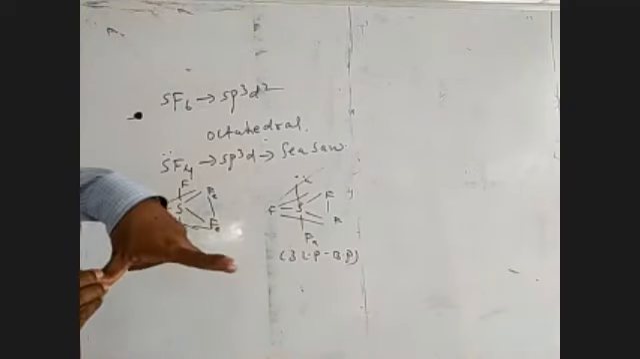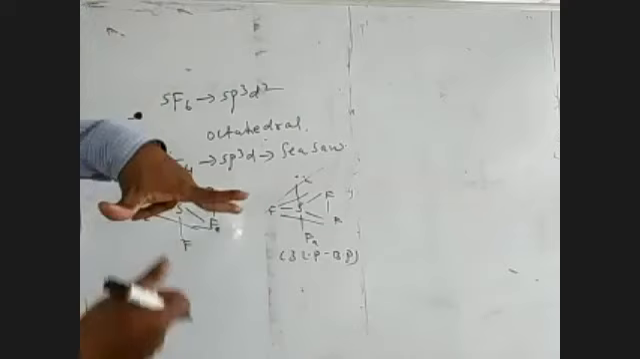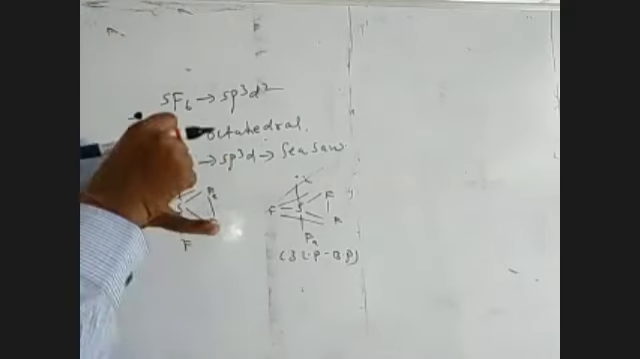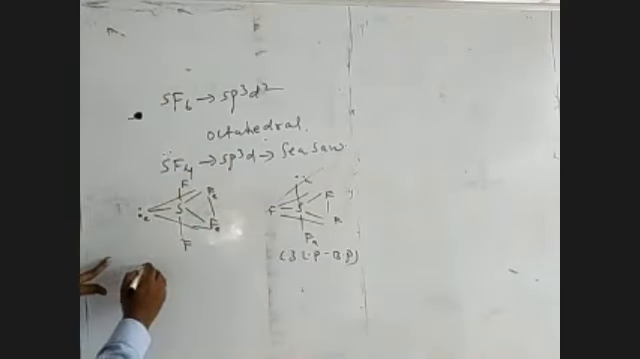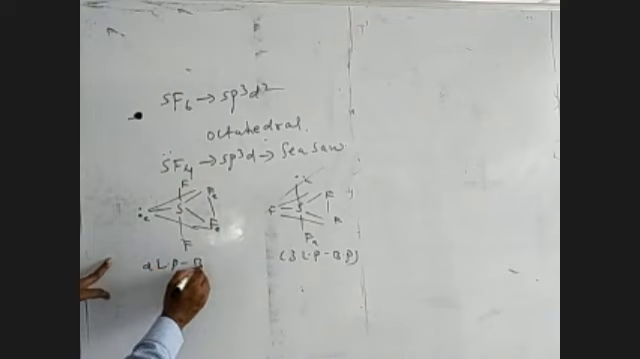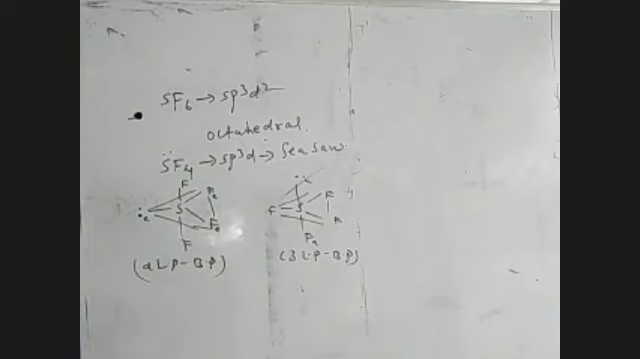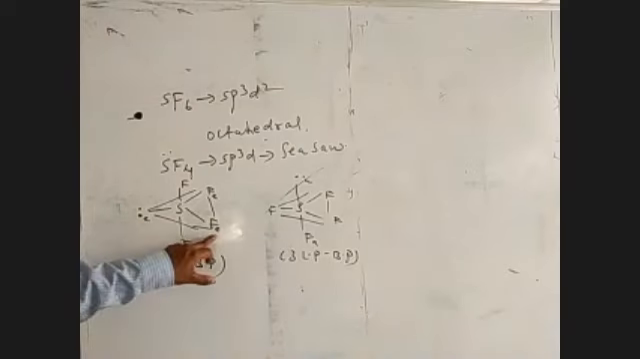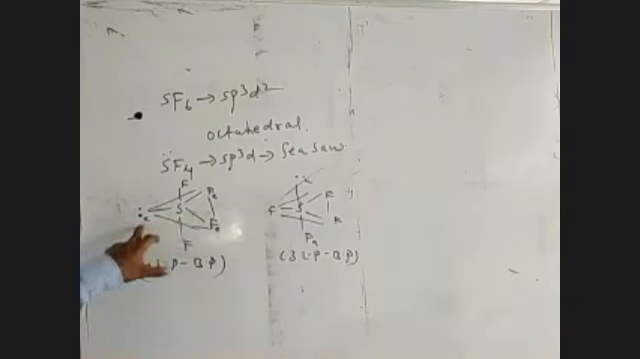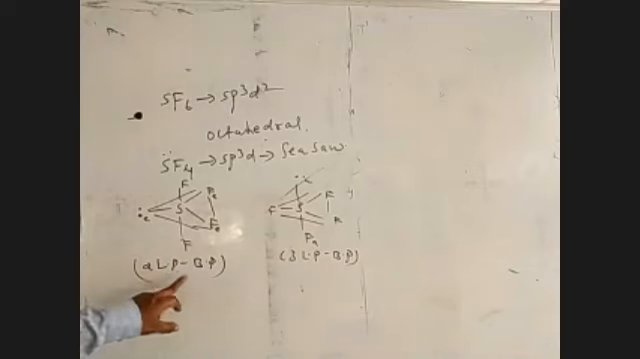But in the seesaw structure, the lone pair is present at the equatorial position. This is the lone pair, and this is the bond pair at the axial position. Now there are two lone pair-bond pair repulsions. This lone pair and this bond pair are separated by a large distance. There is no repulsion between the lone pair and the bond pair present at the equatorial position. Therefore, it causes two lone pair-bond pair repulsions.